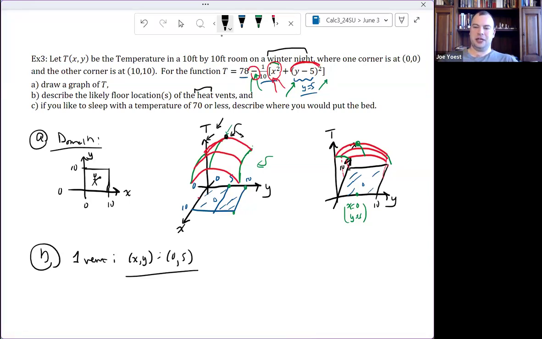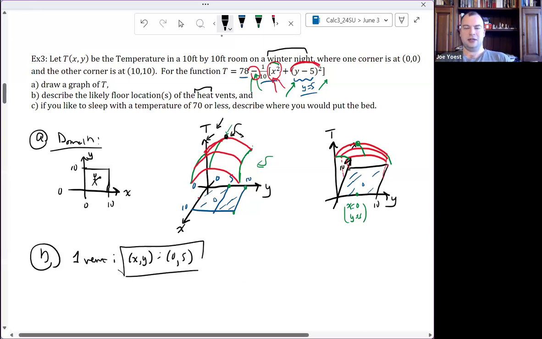I don't see a surface that has a high point at, say, x equals 0, y equals 5, and also another high point at, say, x equals 10, y equals 5. Maybe if I had something like a hyperbolic paraboloid, basically like a saddle, then I might think that there are 2 heat vents at, say, opposite ends of the room. But in this case, it's pretty clear that the temperature just goes down in every direction we go. So I think there's one heat vent and it's at 0, 5.